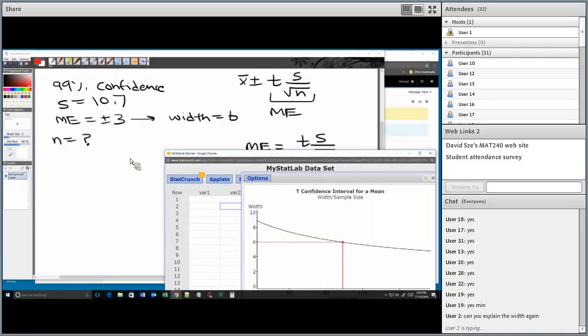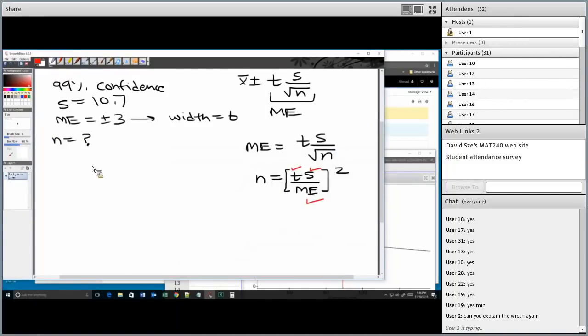So this is my confidence interval. This is the mean, right? This is my margin of error, plus 3. And here's the margin of error, minus 3, right? The total width is 6, right?